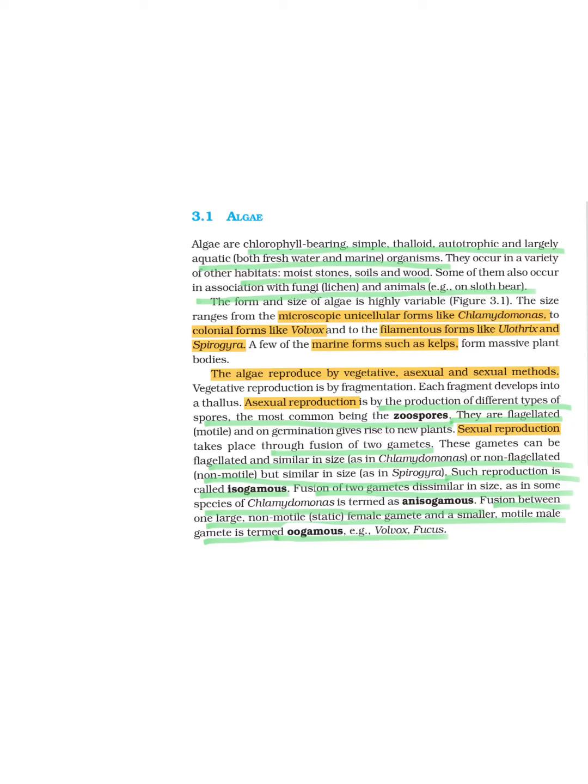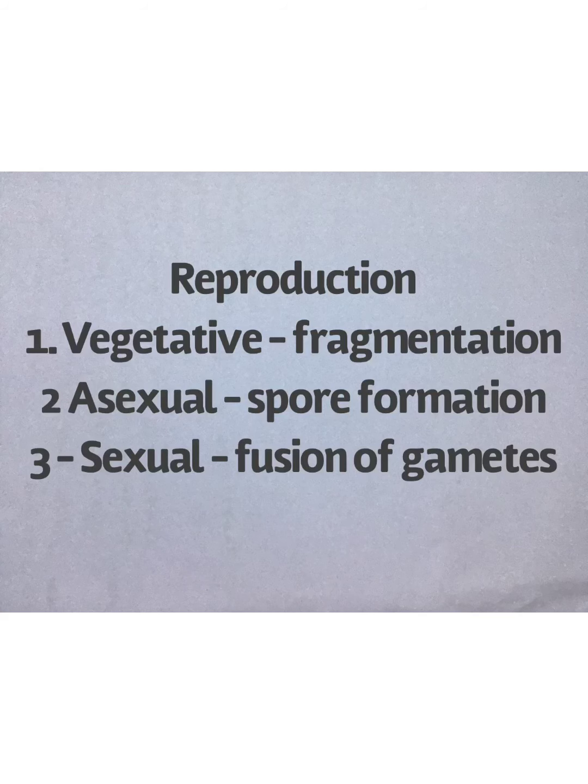Now let us discuss the size of algae. There is a large range, from microscopic unicellular forms like Chlamydomonas to colonial forms found in colonies like Volvox. Even some algae are filamentous, meaning ribbon-shaped structures, like Ulothrix and Spirogyra. So great variations are observed. Here, if we see the reproductive mechanism, reproduction takes place by all three means.